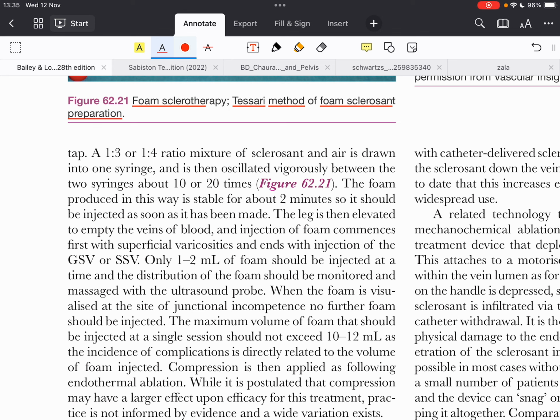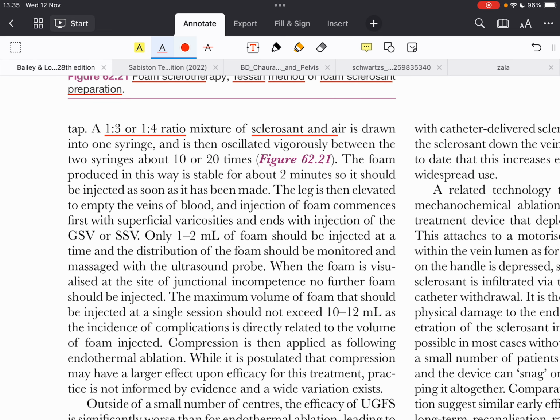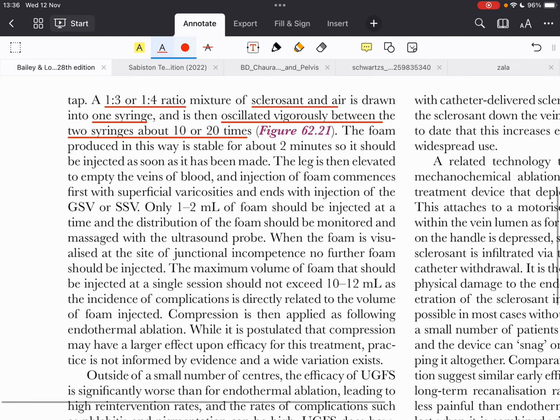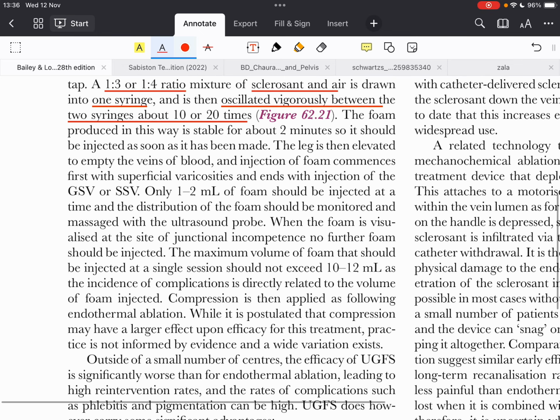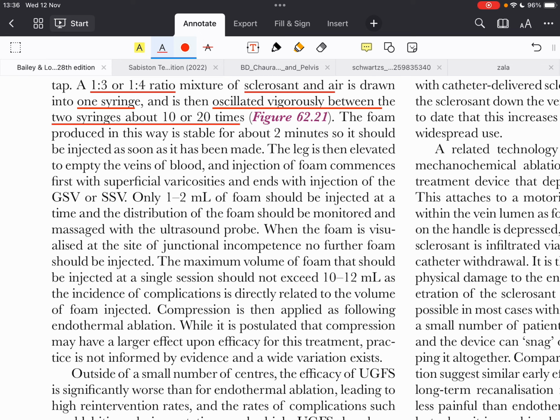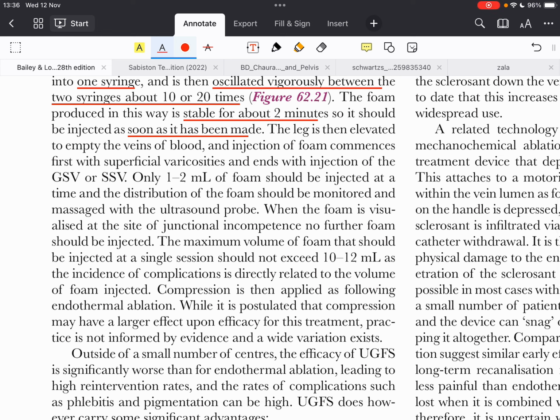A 1:3 or 1:4 ratio mixture of sclerosant and air. Sclerosant is 1 and 4 air is drawn into one syringe and is then oscillated between the two syringes about 10 to 20 times. The foam produced in this way is stable for about 2 minutes, so it should be injected as soon as it has been made. The leg is then elevated to empty the veins of blood.